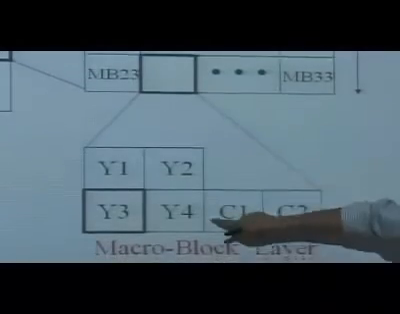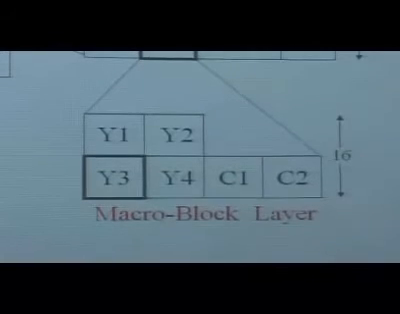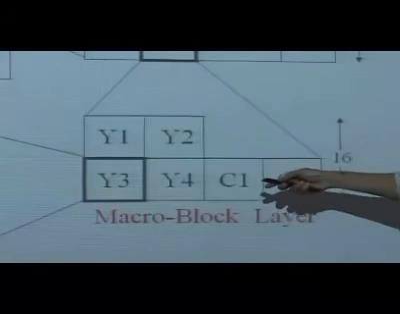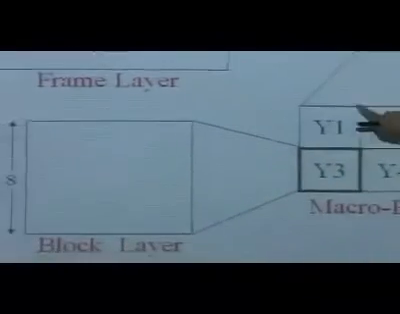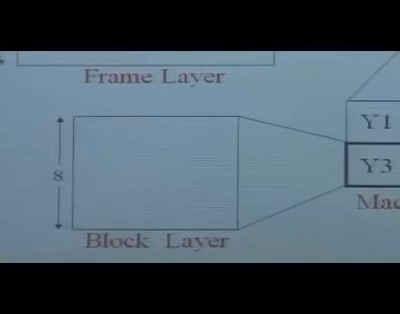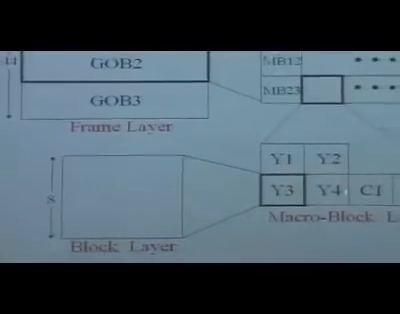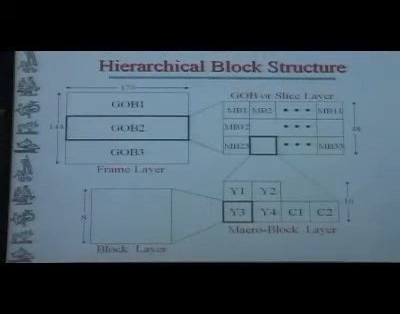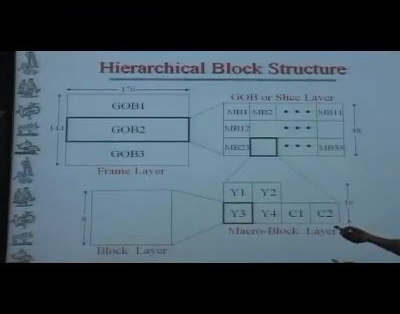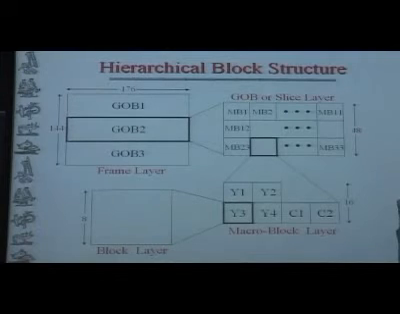So this is the 16 by 16 square that we talk about all the time. This is what you're going to do motion estimation on. After you do motion estimation, each of these 8 by 8 blocks will be grouped together, fed into the DCT, through quantization, through entropy coding, and coming out the bit stream. So this is the hierarchical layer of H.261, and this is the block structure.